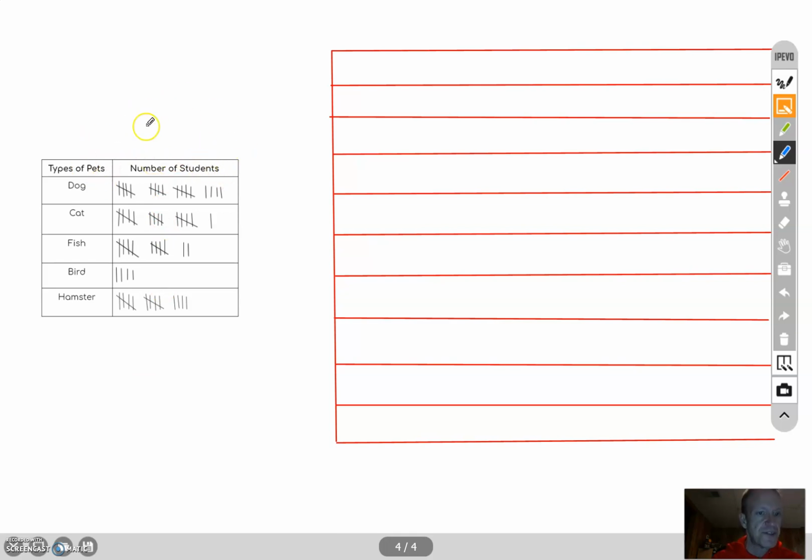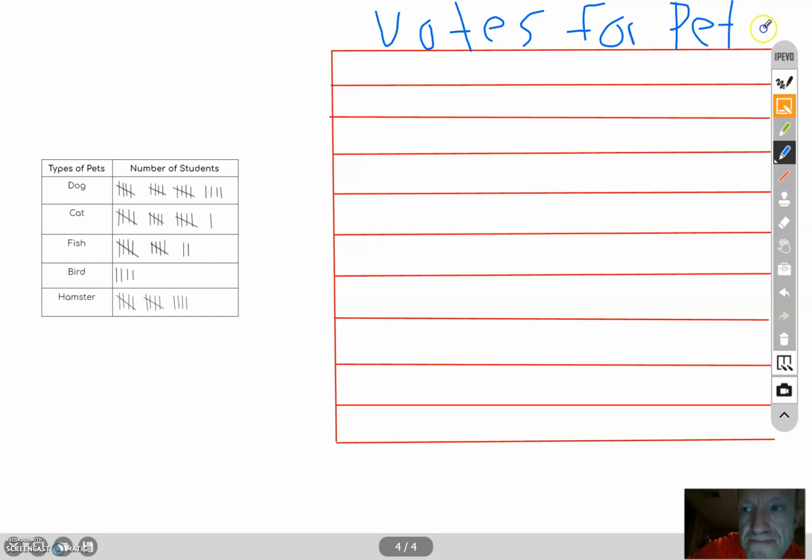So we have number of students and type of pets. Okay? So we can kind of name this as votes for pets. Okay, we're going to put our numbers on the side. Okay, so that would be number of students.